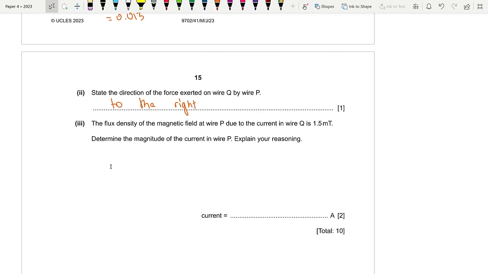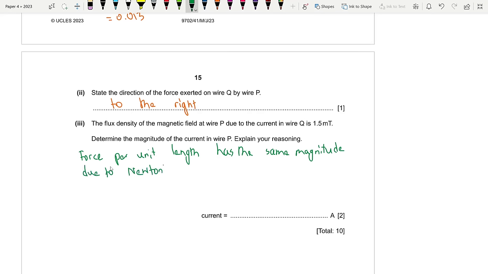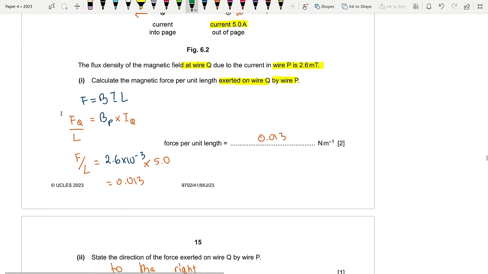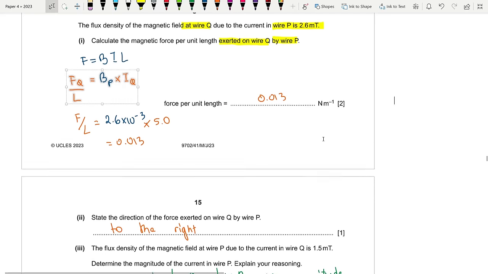So here we had to use that concept that I was telling you, that the force per unit length for both wires is the same because they follow Newton's third law. Force per unit length has the same magnitude due to Newton's third law. Equal magnitude but opposite direction, okay? It's just that when we find the force per unit length of P, we are going to use BQ, the magnetic field strength of Q, but the current of P, right?